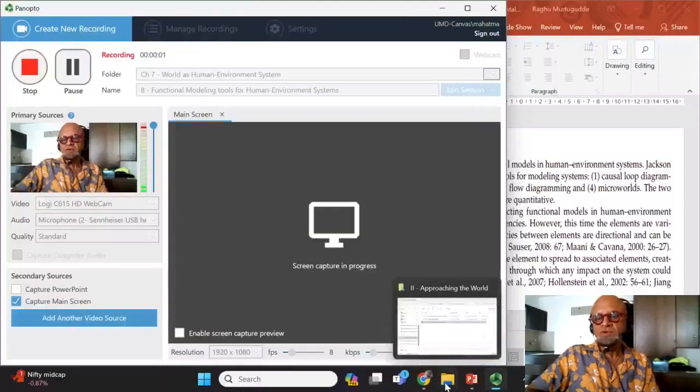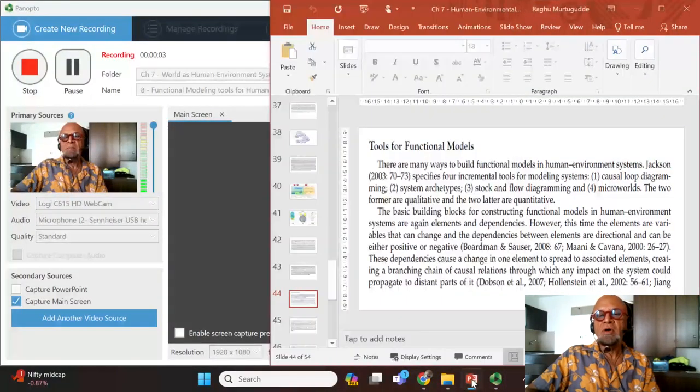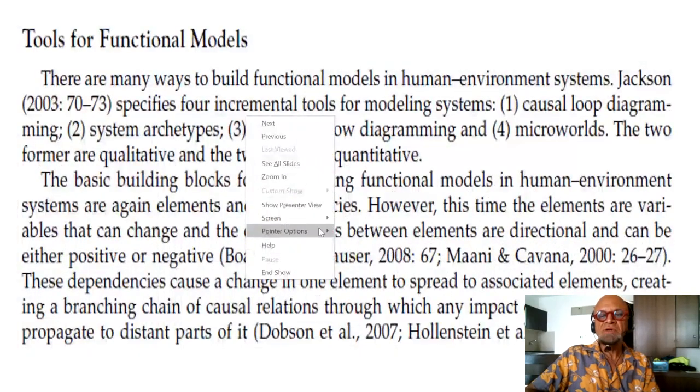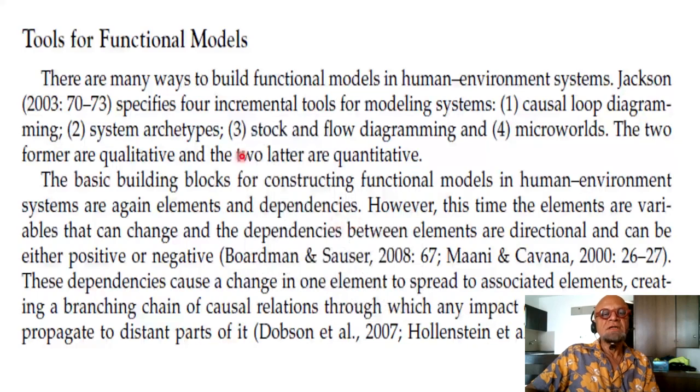Moving on to the functional modeling, what are the tools for functional models in constructing the human environment systems? There are many ways to build functional models in human environment systems. Jackson specifies 4 incremental tools for modeling systems: causal loop diagramming, system archetypes, stock and flow diagramming, and micro worlds. So these terms are slightly different, and we'll see that in a minute.